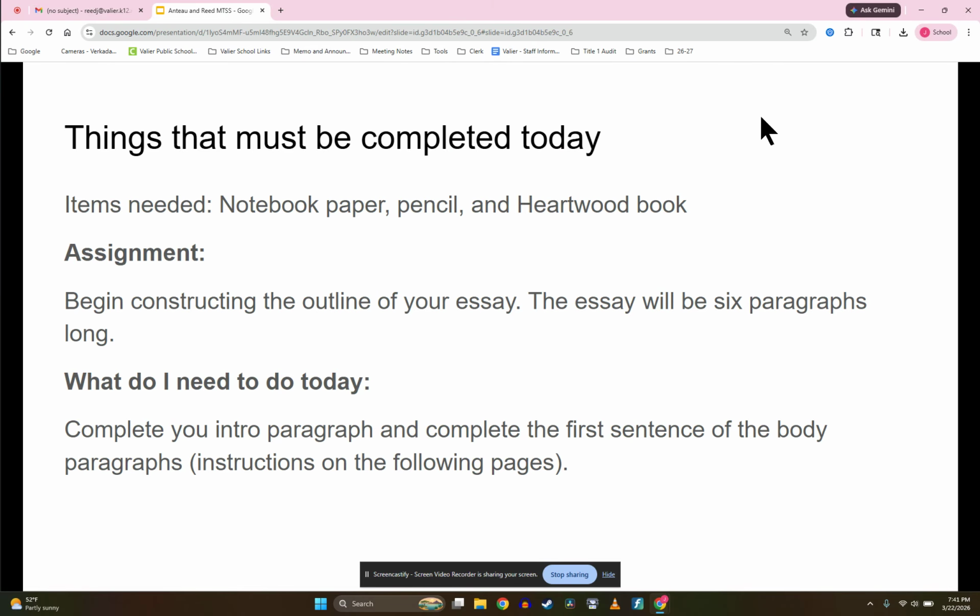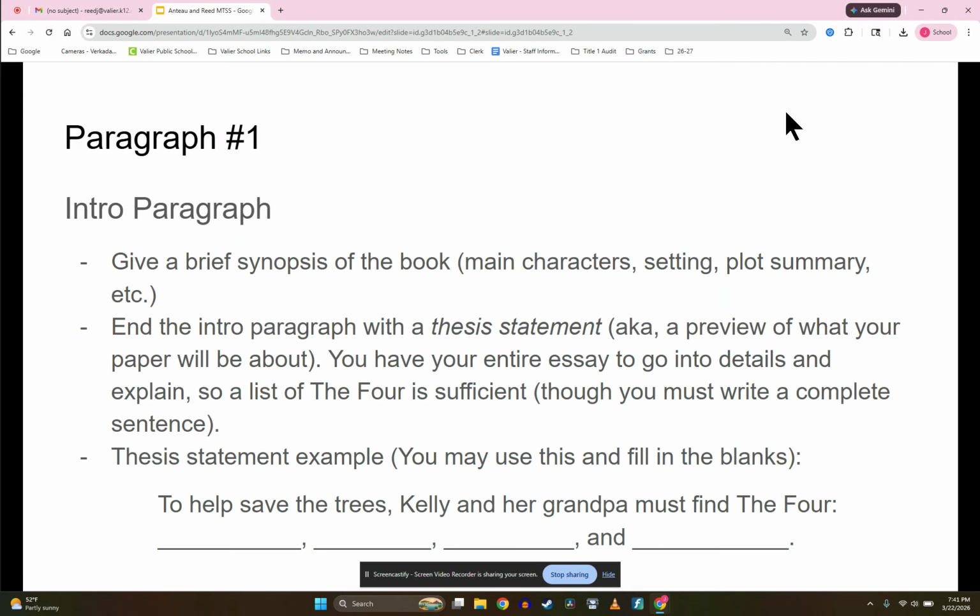Instructions will be incoming. For paragraph 1, you will be writing your introductory paragraph. You will give a brief synopsis of the book, talking about the main characters, the setting, the plot summary, etc. You will end the intro paragraph with a thesis statement, aka a preview of what your paper will be all about. You have your entire essay to go into details and explain, so a list of the 4 is sufficient, though you must write a complete sentence. Ms. Anto has given you an example of a thesis statement below.